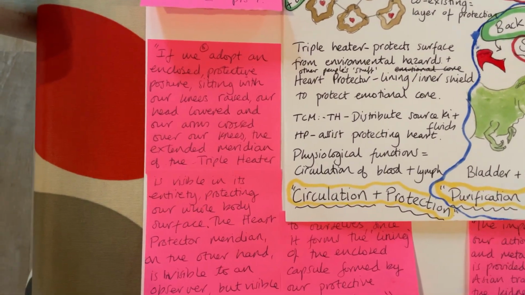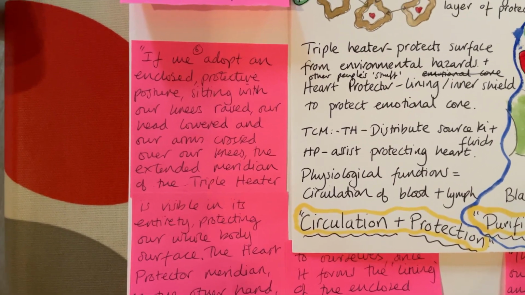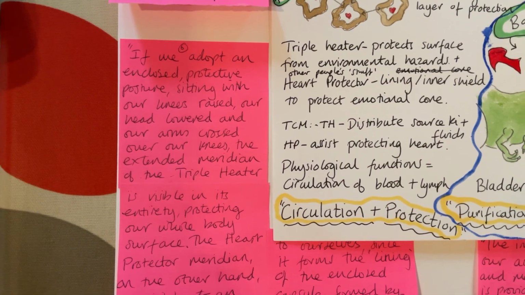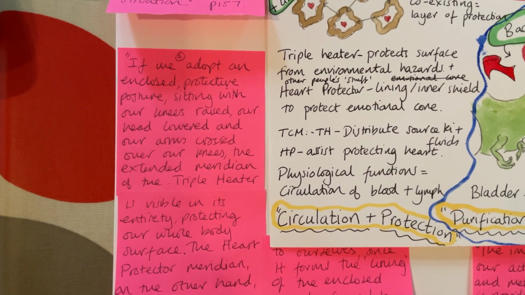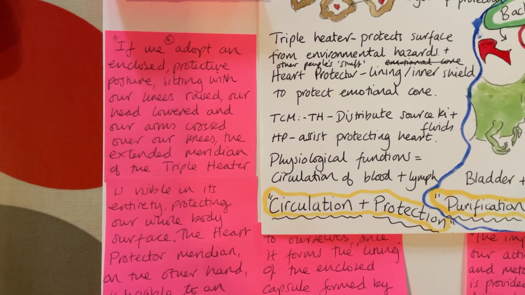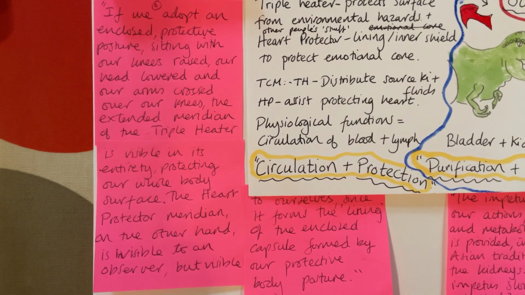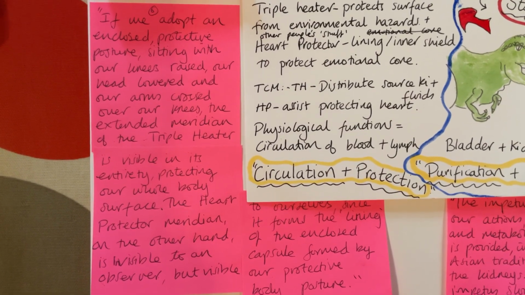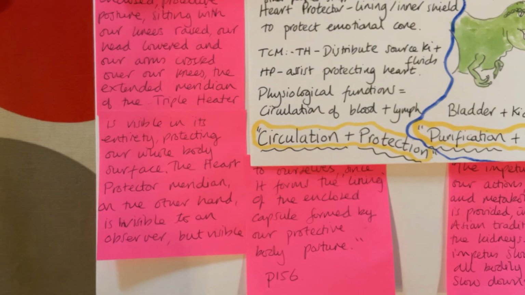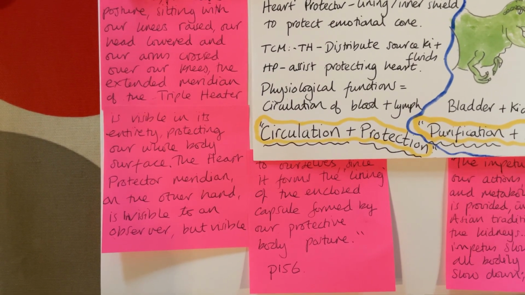And from Beresford Cook, she says, if we adopt an enclosed protective posture, sitting with our knees raised, our head lowered and our arms crossed over our knees, the extended meridian in the triple heater is visible in its entirety, protecting our whole body surface. The heart protector meridian, on the other hand, is invisible to an observer, but visible to ourselves, since it forms the lining of the enclosed capsule formed by our protected body posture.